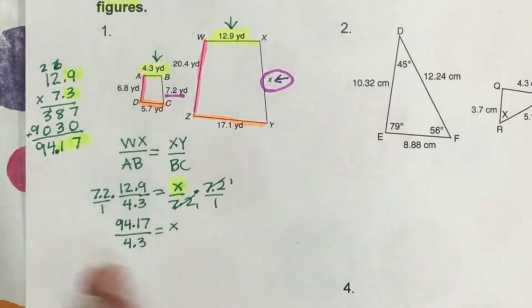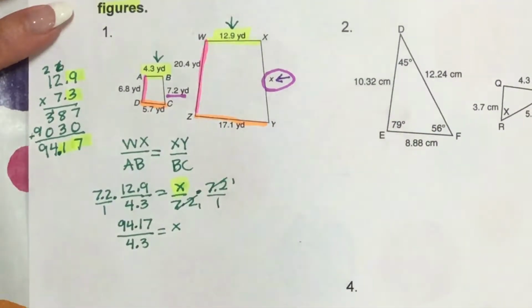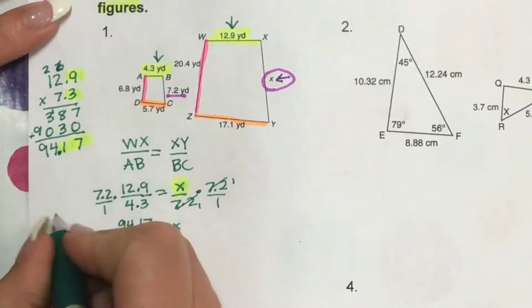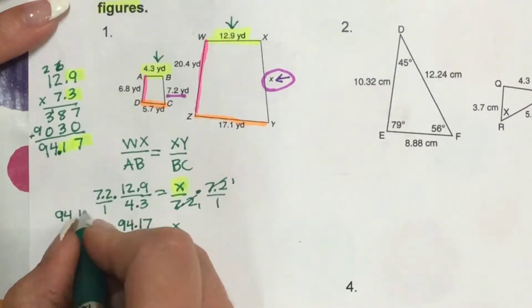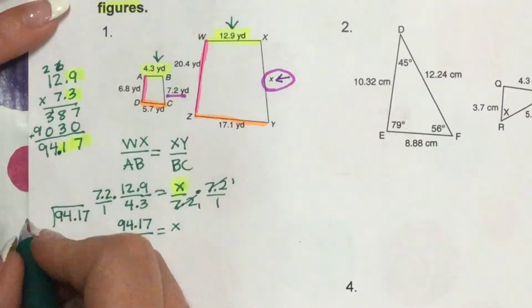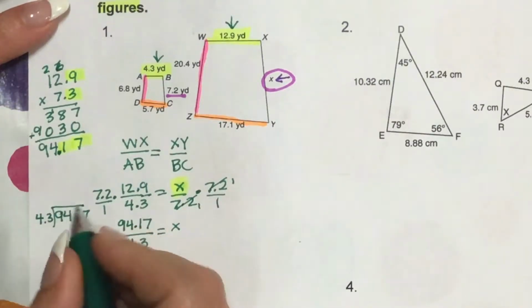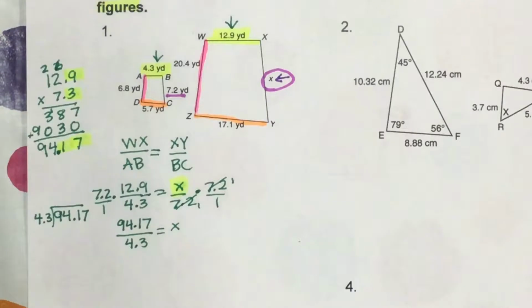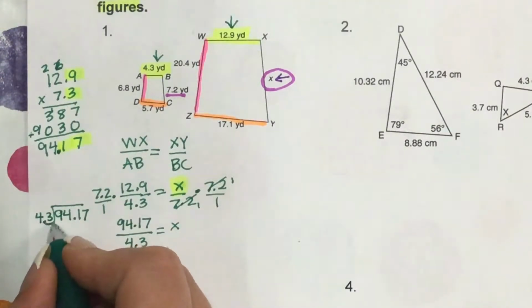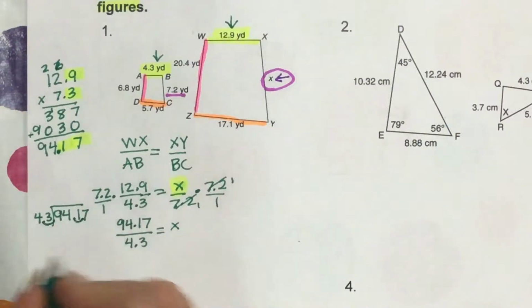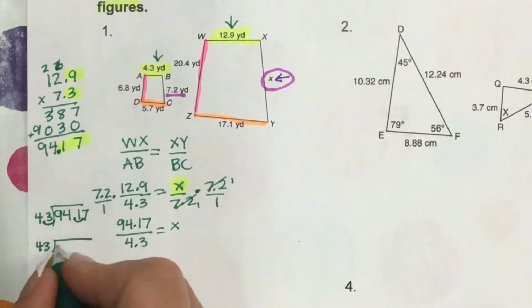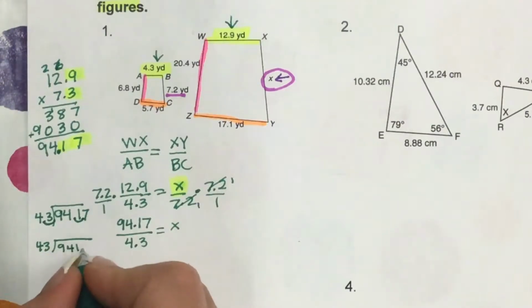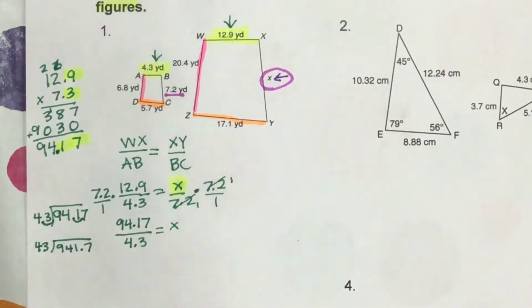So I'm going to have to do that on my side as well. 94.17 divided by 4.3. Now, the one thing you have to remember is whenever you're dividing by a decimal, you can never divide by a decimal. So you have to move that over one place. So really what I'm doing is dividing 941.7 by 43.